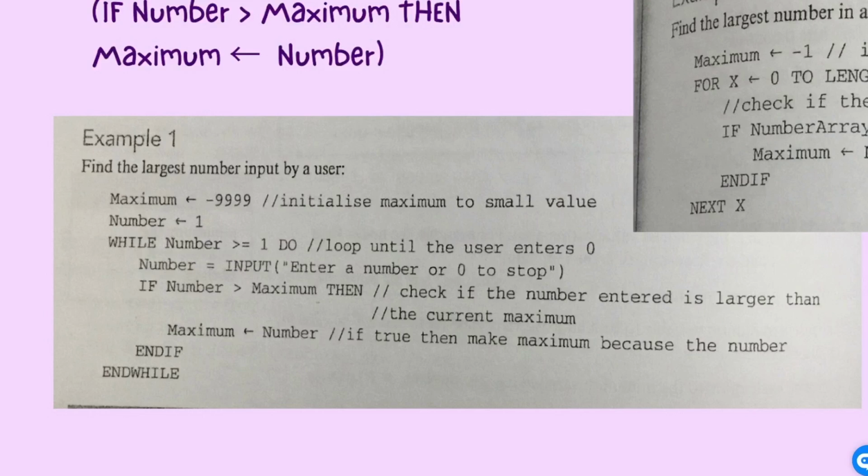When number, okay, so a number of 15 was entered. So now they check if 15 is more than negative 9,999. Yes, that is true. Our new maximum becomes 15. And then next value that we entered, let's say 10. Now they check, is 10 more than 15? No, it's not. So nothing happens. Our maximum still stays at 15.